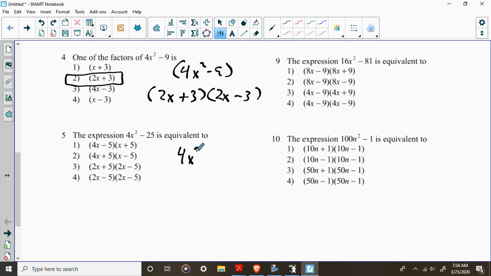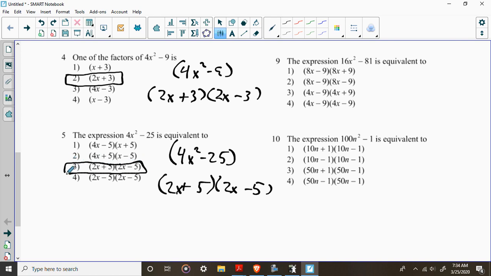So we've got 4x squared minus 25, okay? So again, things to recognize: perfect square minus a perfect square. So again, square root, so divide by 2. Give me a 5 on one, give me a 5 on the other. Give me a plus sign on one, give me a minus sign on the other. Okay? Good.